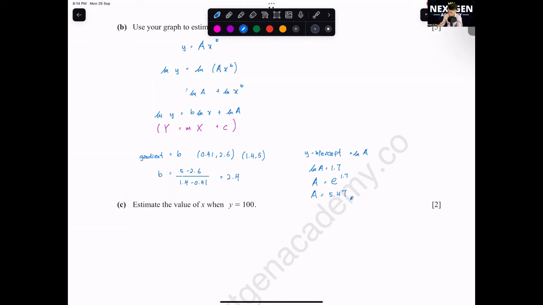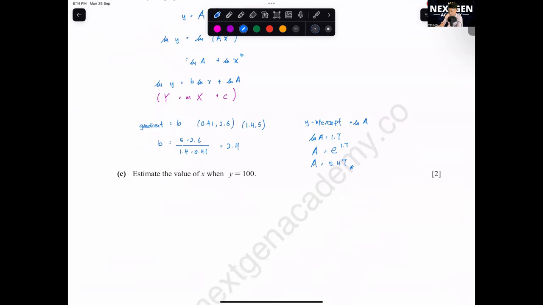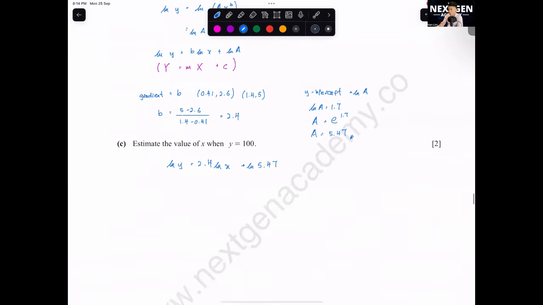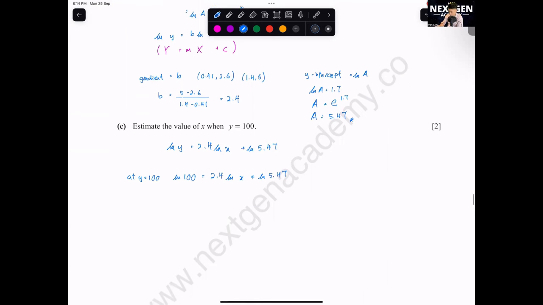Next one. Question C. Estimate the value of x when y equals 100. This one you can use the graph or you can put it into the equation also. For me, I just like to put it in the equation. With the graph, sometimes you have to read properly, and also write down the equation that we found first, based on the values. So at y equals 100, ln 100 equals 2.4 ln x plus ln 5.47.